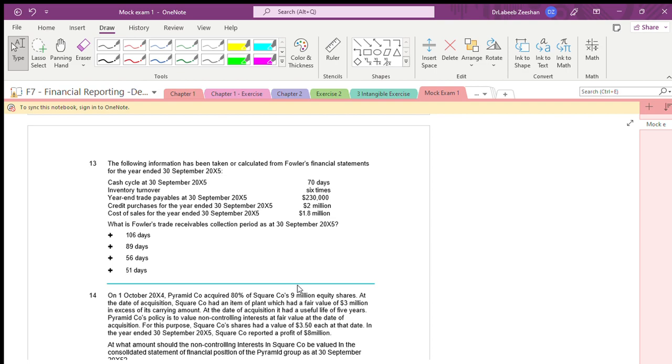The following information has been taken and calculated from the Flowers financial statements. Cash 70 days. This is ratio analysis.